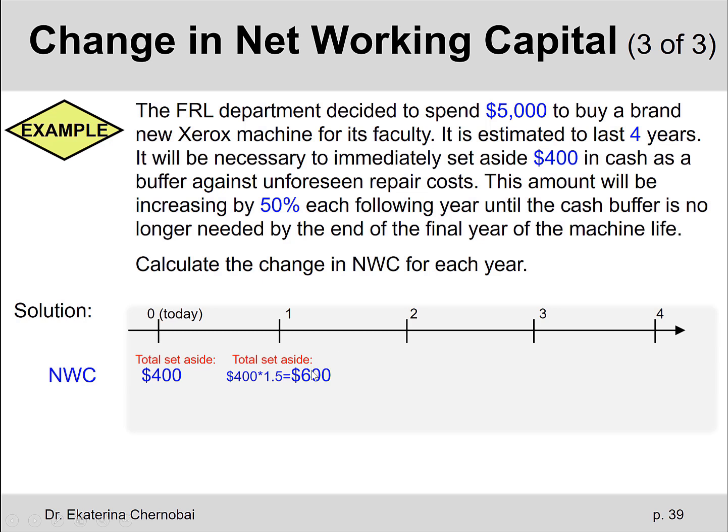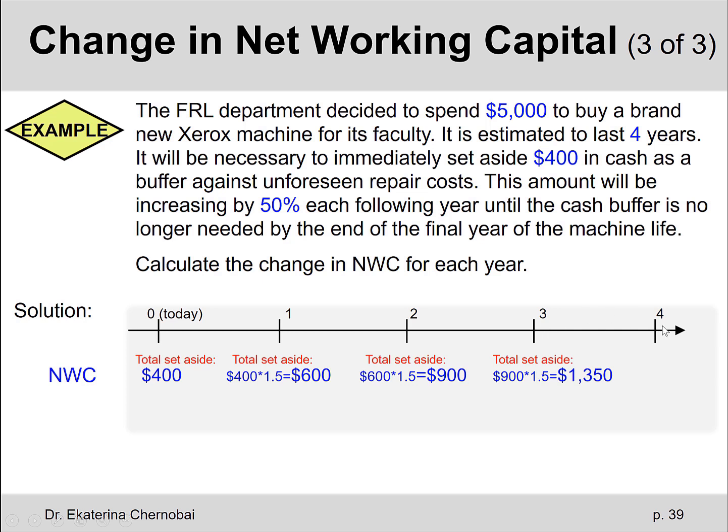Then we do the same thing again. We increase this cash reserve by another 50%. So as of end of year 2, our cash reserve will be larger. What's 50% more than $600? We do $600 multiplied by 1.5, which is the same thing as 150%, and that gives $900. Then end of year 3, same math applies. $900 multiplied by 1.5 gives $1,350. So this is the total cash reserve as of end of year 3.